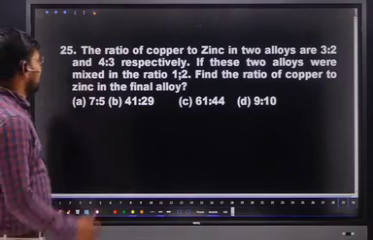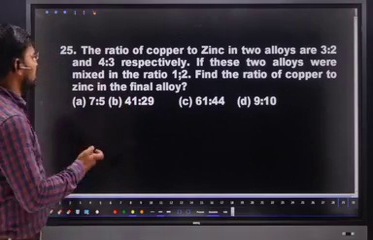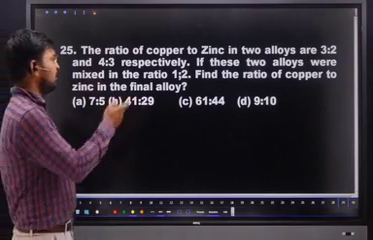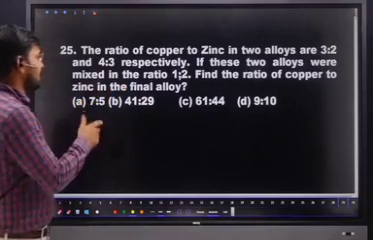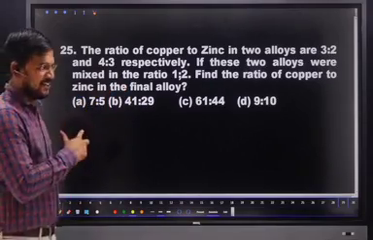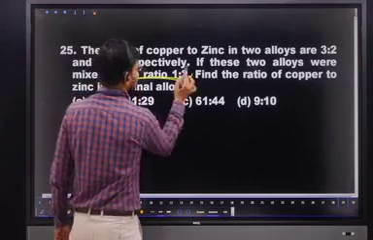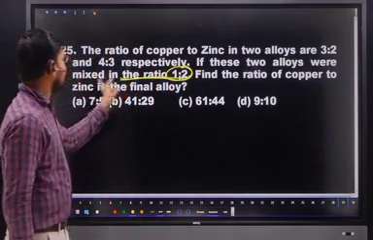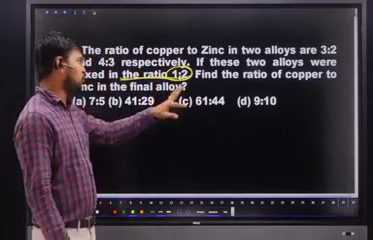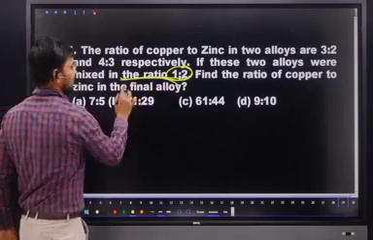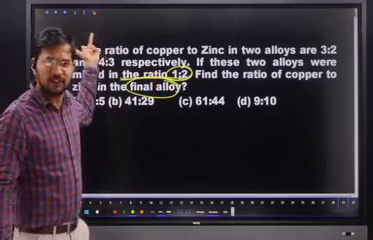Question number 25. The ratio of copper to zinc in the alloys are 3:2 and 4:3 respectively. If these two alloys were mixed in the ratio 1:2, find the ratio of copper to zinc in the final alloy. In this case, they have given the mixing ratio. In the previous case, they were asking this question. It is quite opposite to the previous two questions.